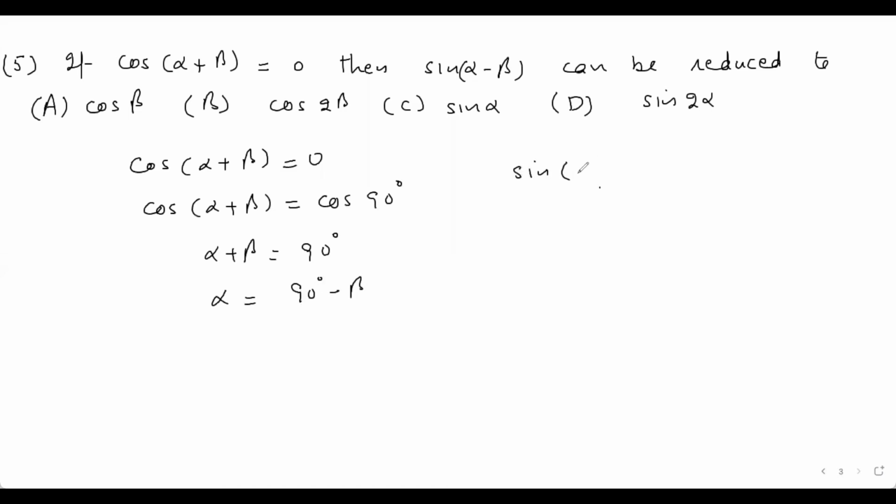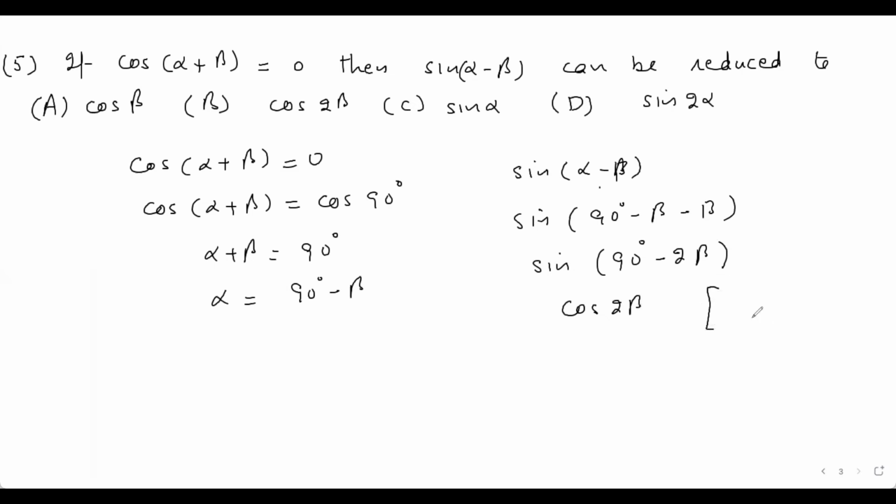Now write sine(alpha minus beta). Instead of alpha, I can write 90 degree minus beta. So instead of alpha, I have written 90 degree minus beta. So this is equal to sine(90 degree minus 2 beta). So this is equal to cos 2 beta, because we know sine(90 degree minus theta) is equal to cos theta. So this can be written as cos 2 beta. So B is the answer. So sine(alpha minus beta) can be reduced to cos 2 beta.